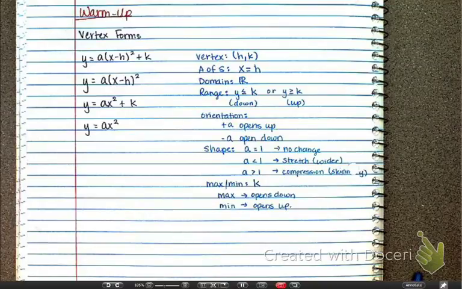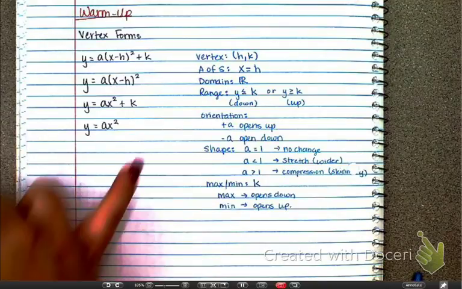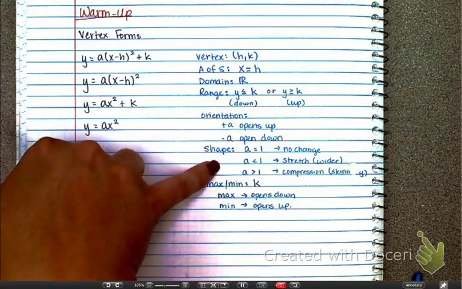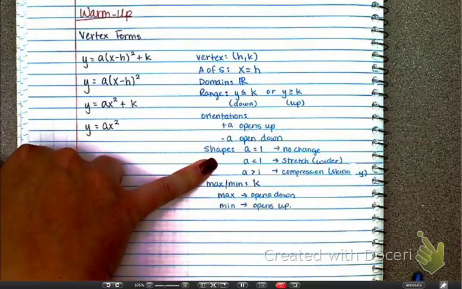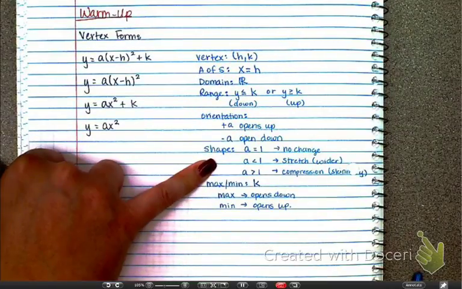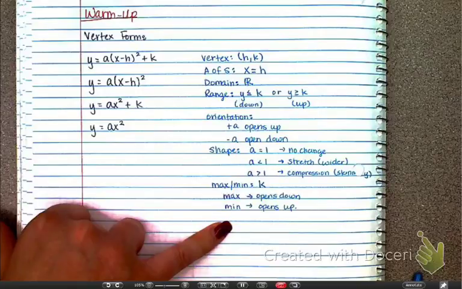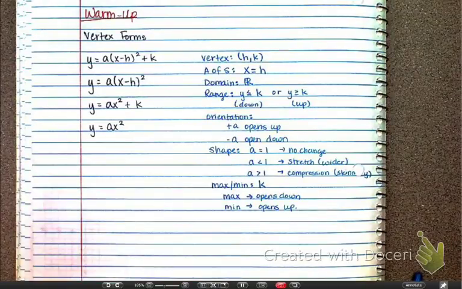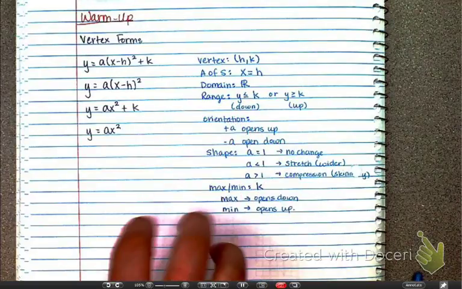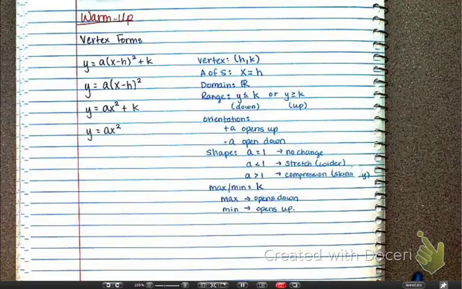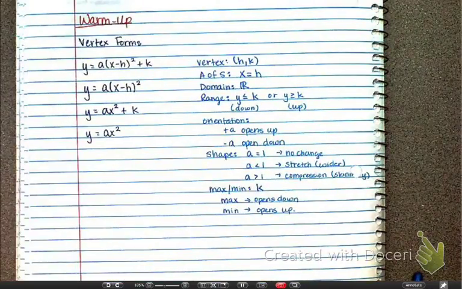Now, if you have a hard time identifying if it opens up or down or what the shape is, graph it and see what it looks like too. I just tell you to do the key features first to see if you can compare to make sure that your graph's correct. But if you think your math's solid and you can do the graph, then graph it first and then fill in the key features.